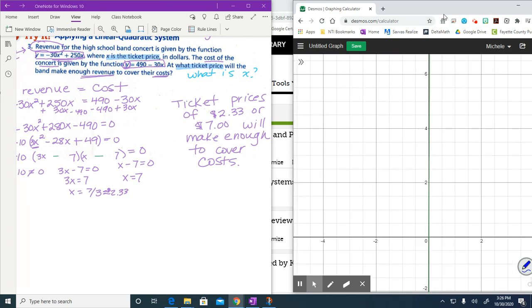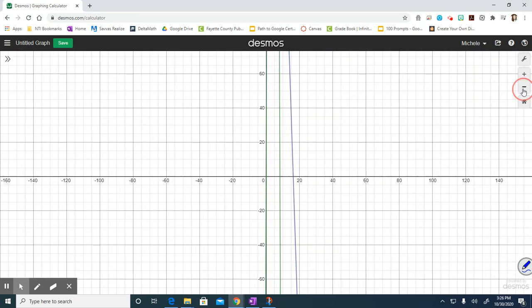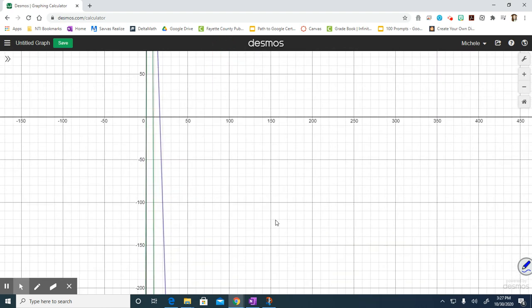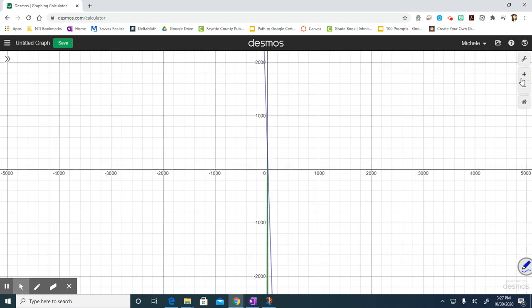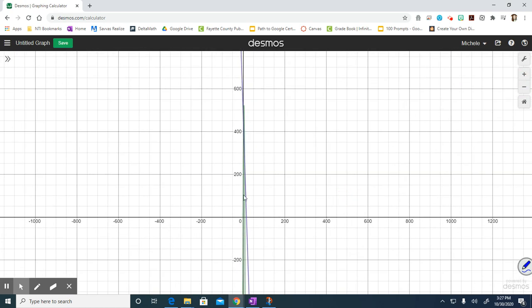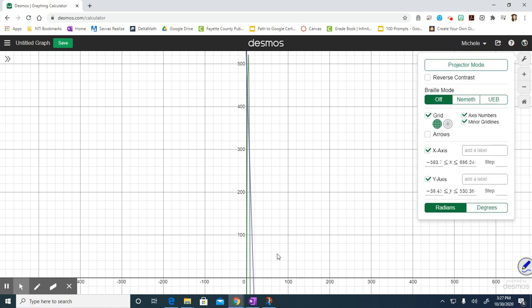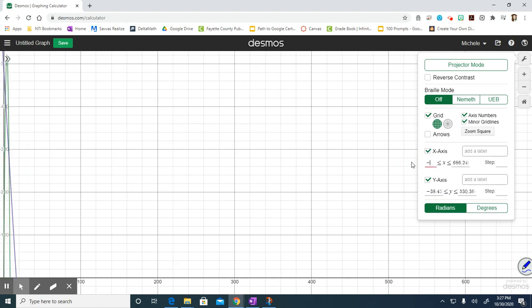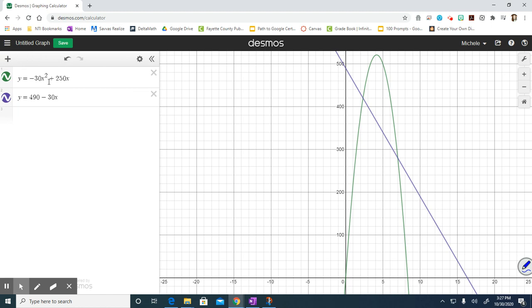I may need to resize. I know I have a parabola somewhere. There we go. It looks like it's a really skinny parabola, so I'm going to zoom in just a little bit more, and then I'm going to adjust my x settings. I'm going to say the x-axis really only needs to go from about negative 25 to about 25. That will probably give me a better picture. Here we go.